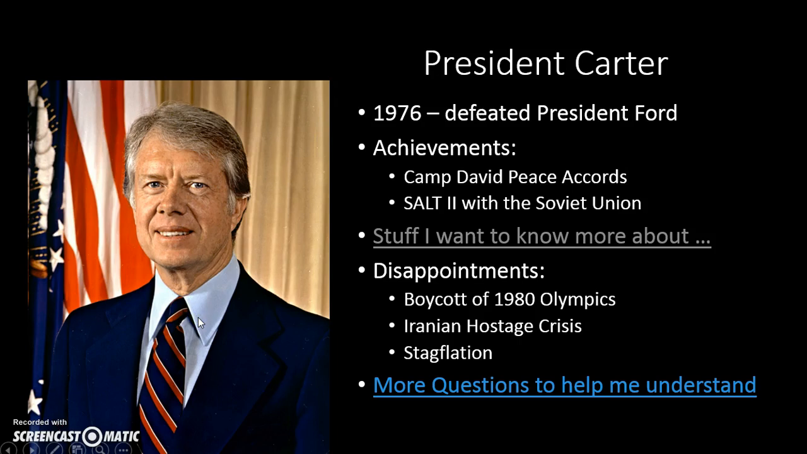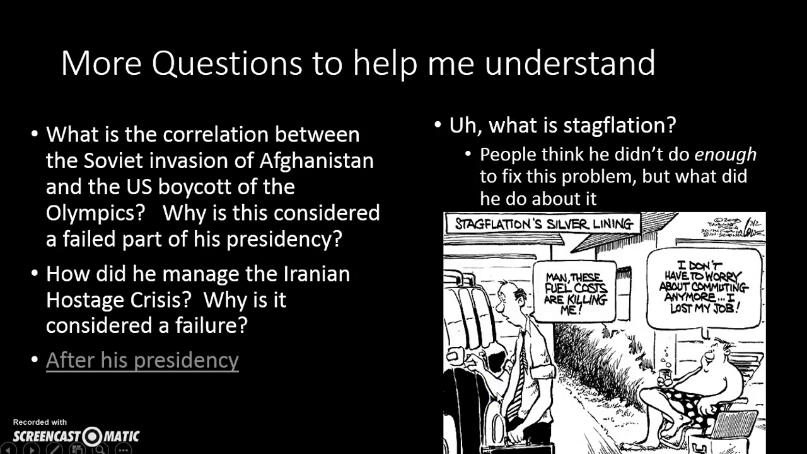As far as his disappointments, they include his decision to boycott the 1980 Olympics based on the Soviet invasion of Afghanistan, his management of the Iranian hostage crisis, and the overall perception that he did not do enough to remedy the stagflation that was crippling the U.S. economy. So I have more questions that I need answered to help me understand.